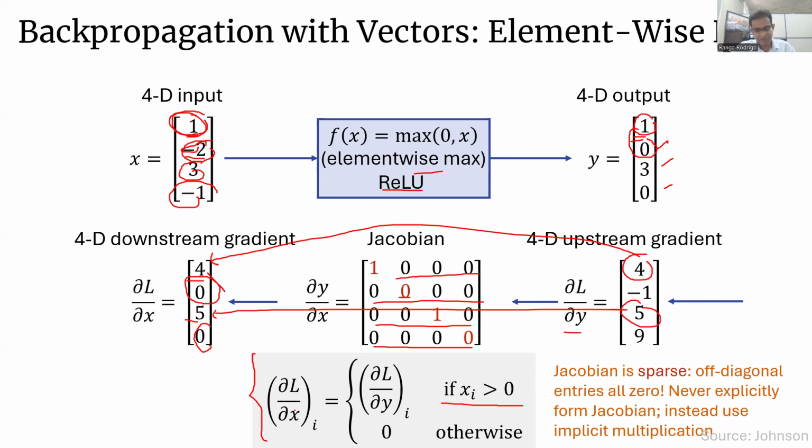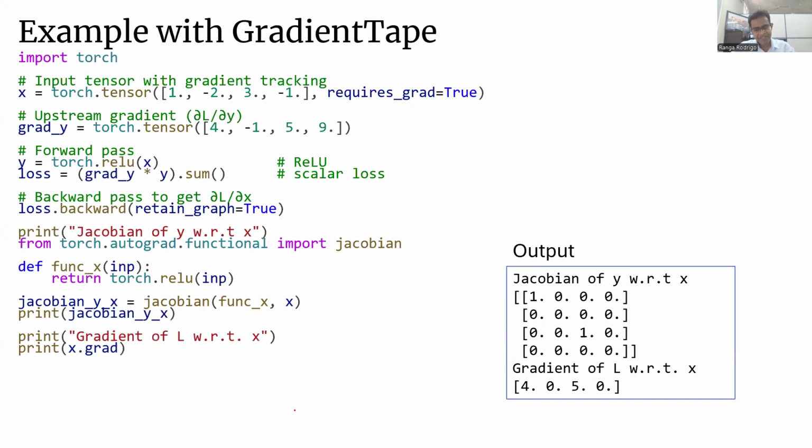So never form the Jacobian explicitly. Instead, use the matrix multiplication. Actually, I have done this computation using PyTorch, and I rewrote this one, and then I get the grad by also using the upstream gradient.